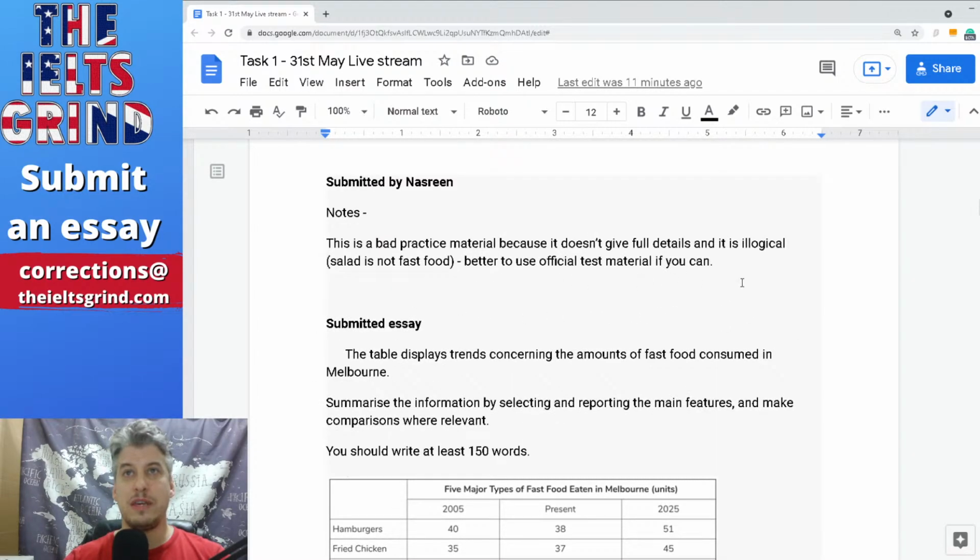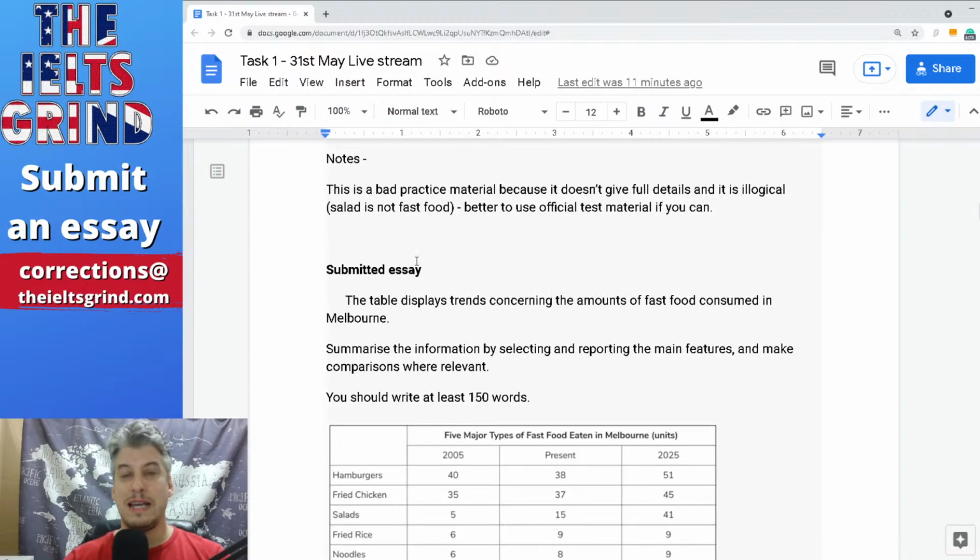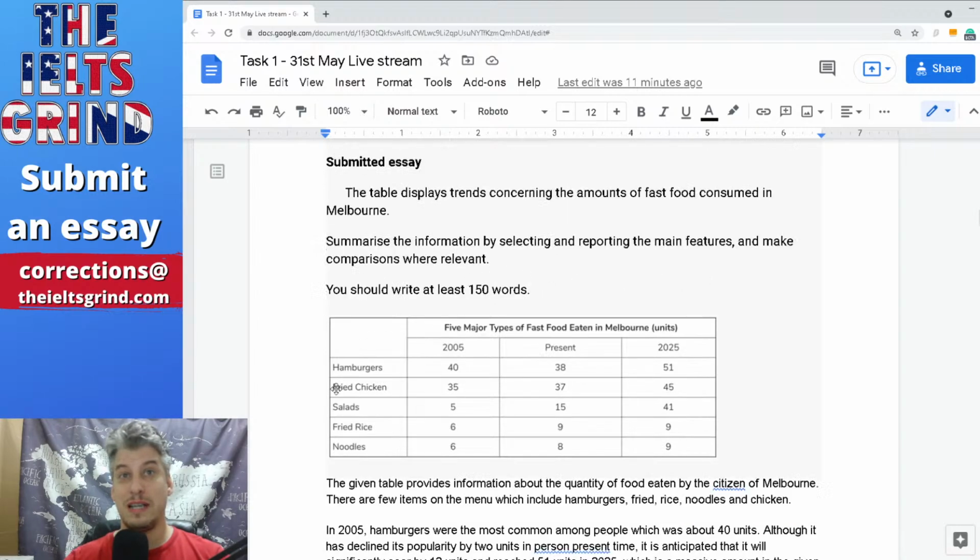And the other thing is it's a bit illogical, because it talks about fast food. It mentions hamburgers, yes. Fried chicken, yes. Salads, not fast food. Fried rice, okay. Noodles, yes, it can be fast food. So the issue is it's not very logical, and it's clear to me that this is not an official IELTS writing task.